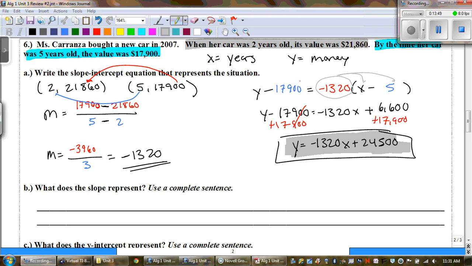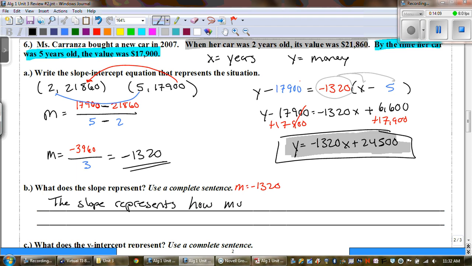Okay, so what does the slope represent? Well, the slope was negative 1,320. And what that means is the slope represents how much the car, because we talked about this, anytime you buy a car, as soon as you drive it off the lot, it decreases each year. Okay, so the slope represents how much the car decreases each year.